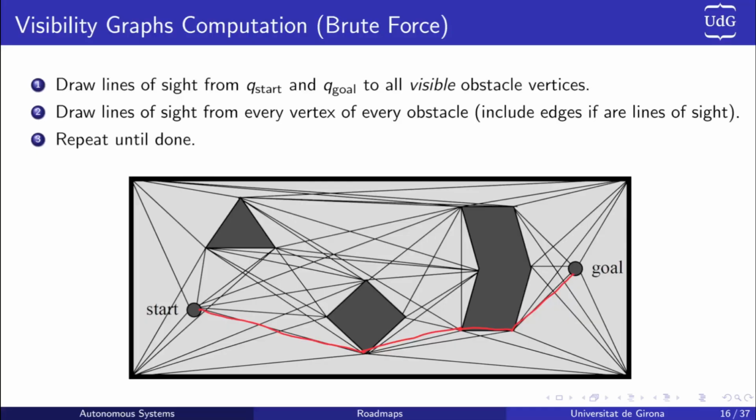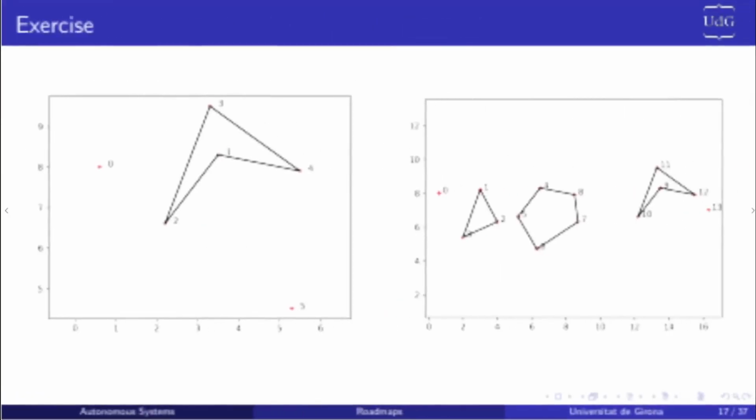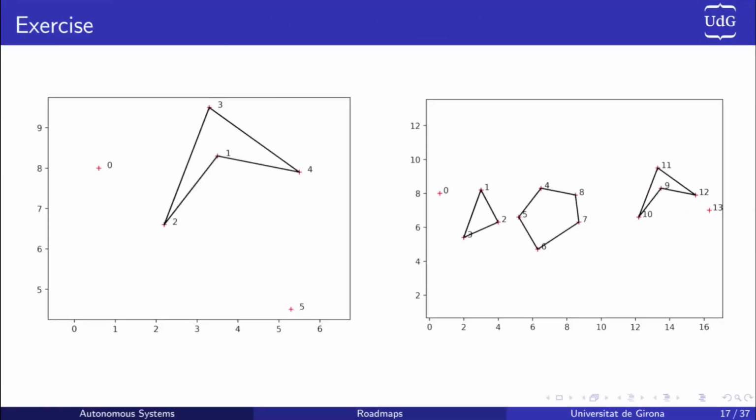The only problem of this method is that it is slow. Okay, as you can see, computing that is not fast. Okay, there are some exercises that we can try to do. Imagine that 0 here is the starting position, okay, start. The 5 is the goal position.